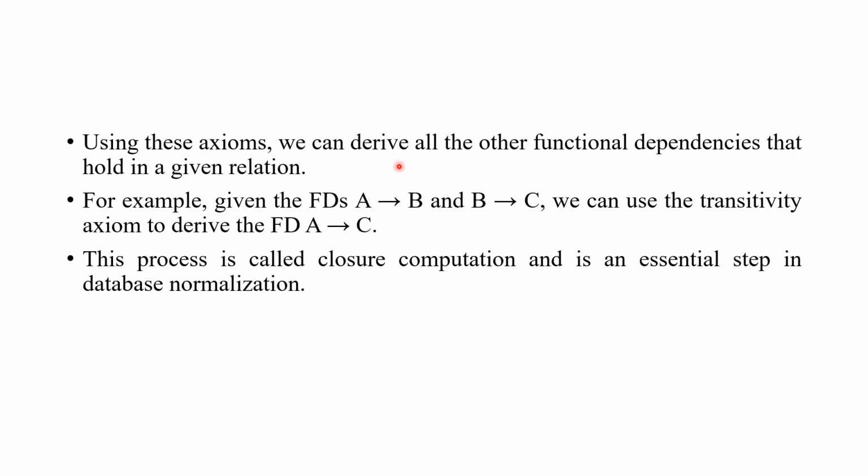Using these axioms, we can derive all other functional dependencies that hold in a given relationship. For example, given the functional dependencies A determines B and B determines C, we can use the transitivity axiom to derive the functional dependency A determines C. This process is called closure computation, and it is an essential step in database normalization.